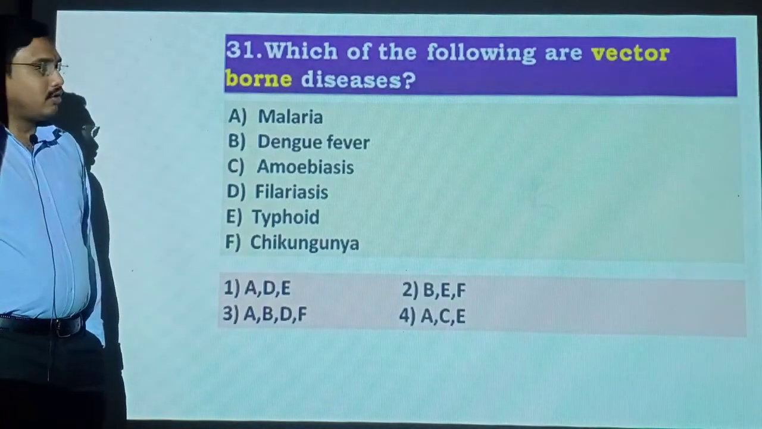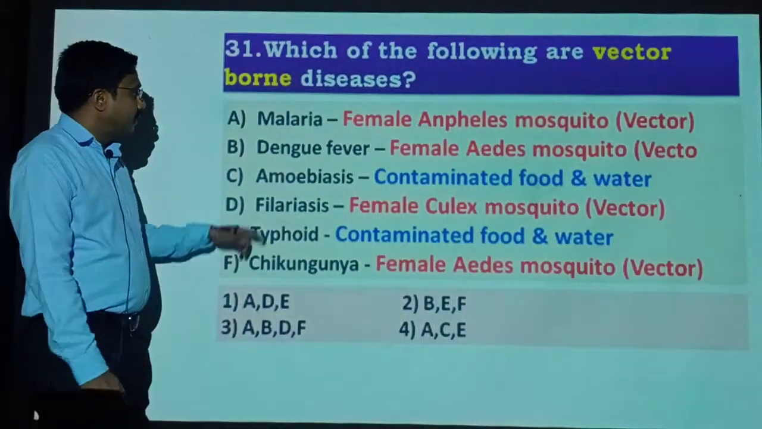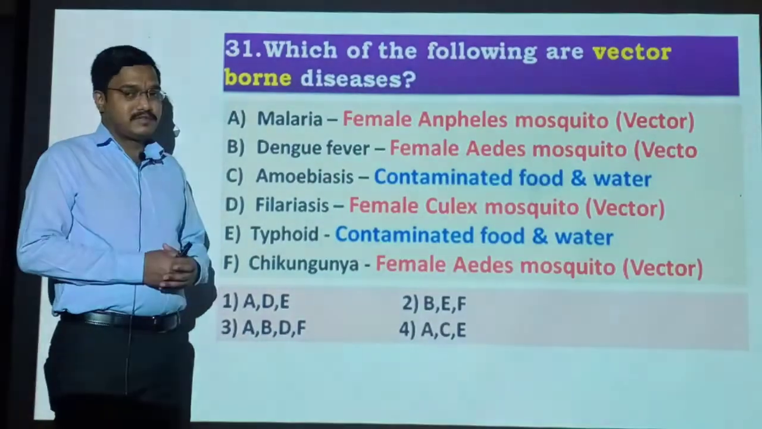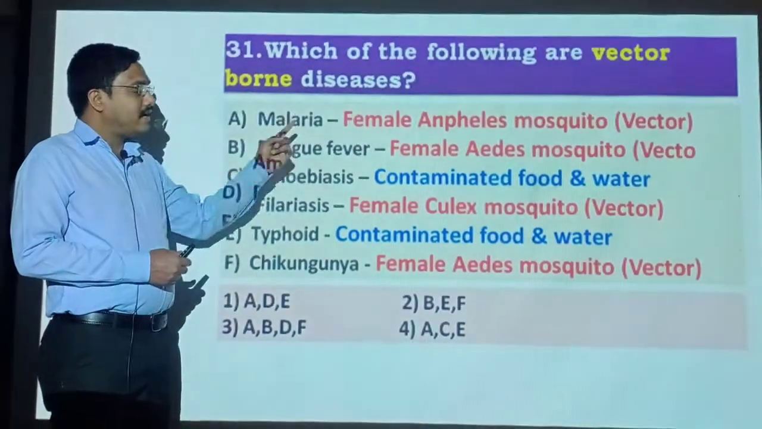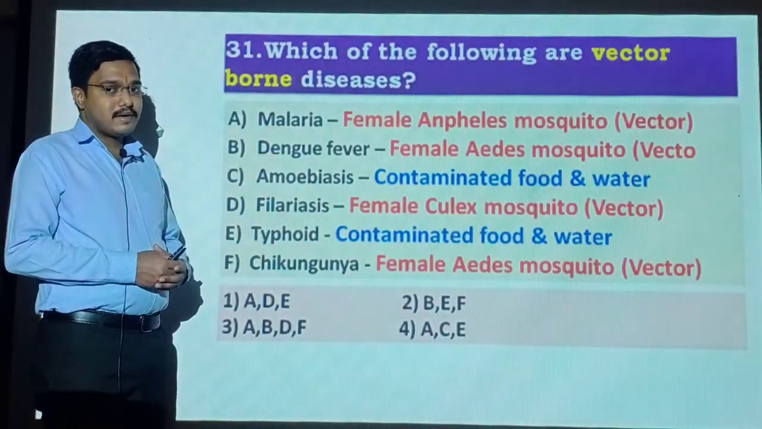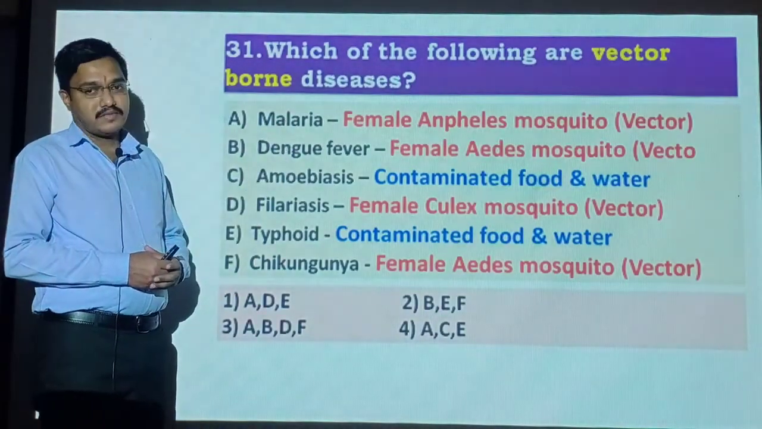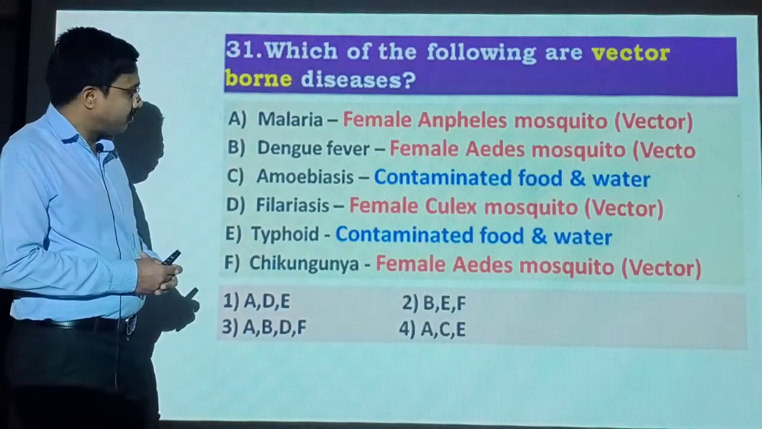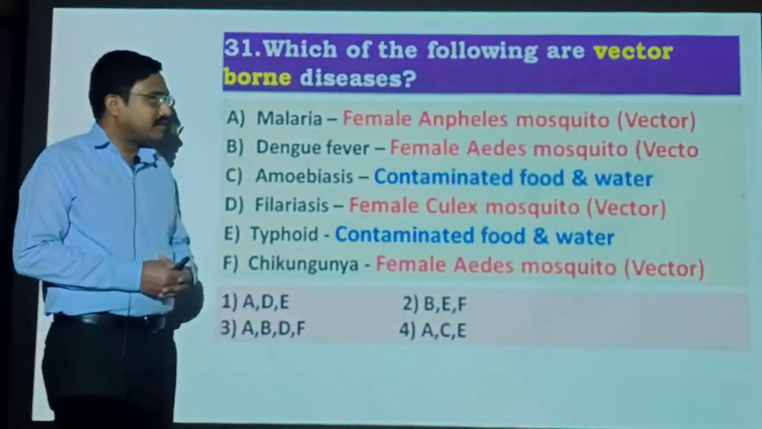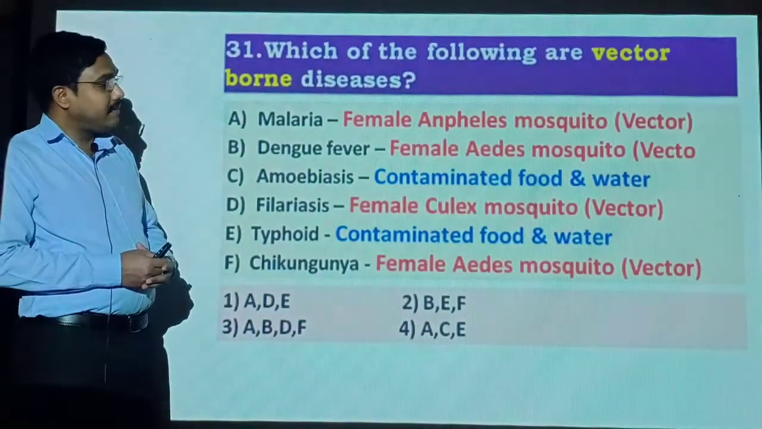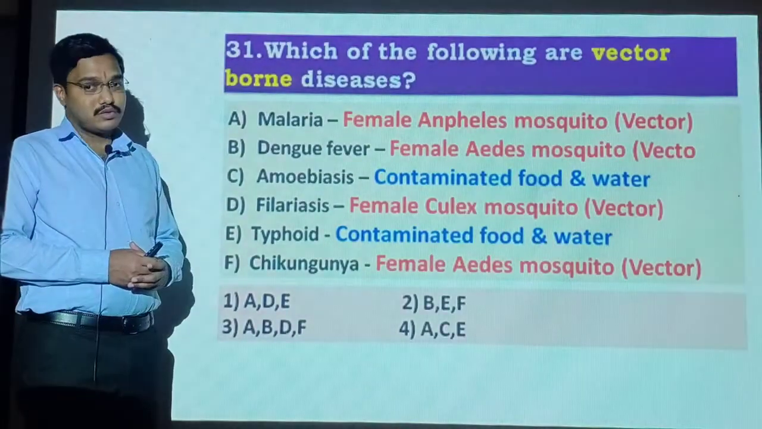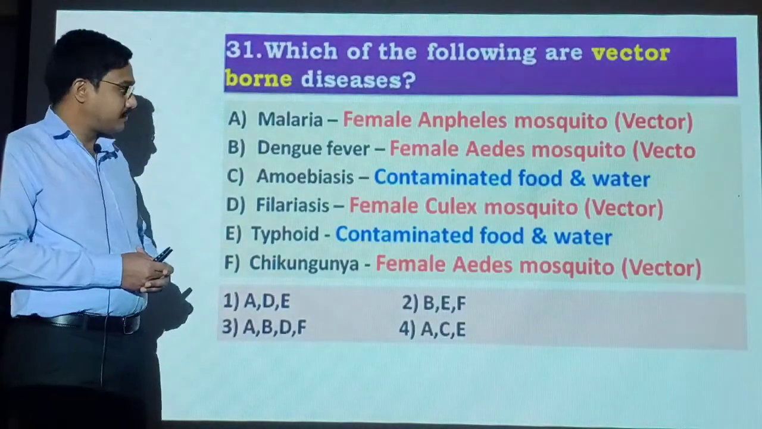Okay, we look here. A, malaria. Yes, malaria is spread by infected female Anopheles mosquito. This is the vector. Okay. Dengue fever, this is spread by female Aedes mosquito, that is also vector borne disease.